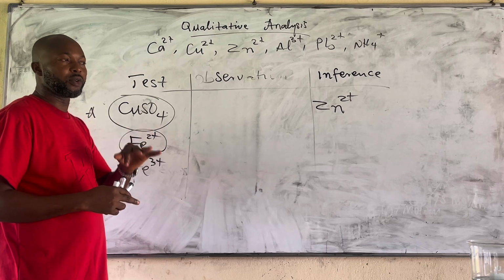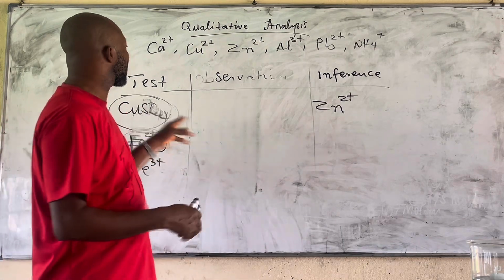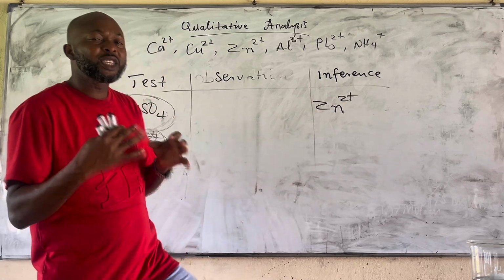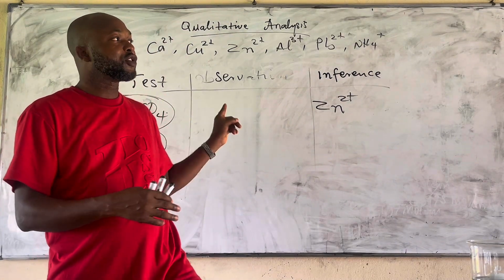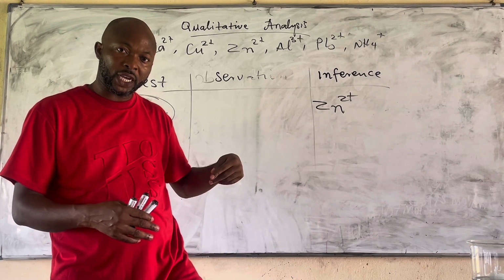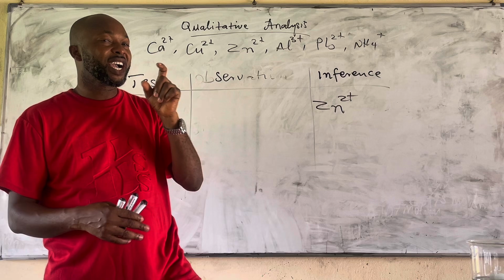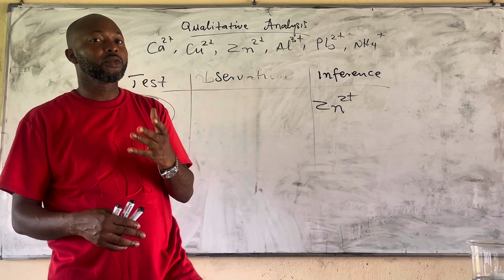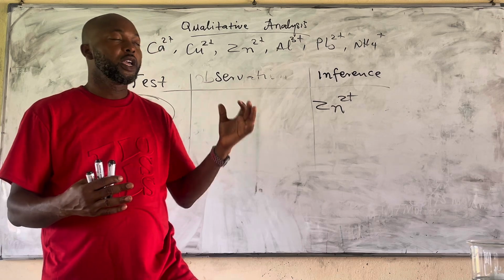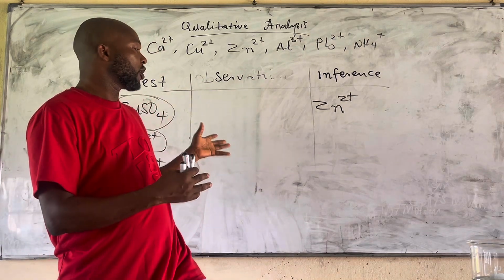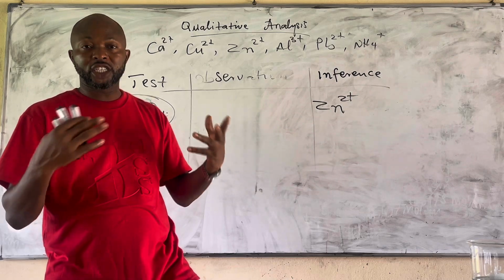These three are soluble. But calcium gives us a dirty white precipitate. If it is calcium, it gives us a dirty white precipitate, which is insoluble in drops and excess of sodium hydroxide. Insofar as I know, zinc, aluminium, and lead will be soluble, but calcium is not. Calcium is insoluble. The white is dirty white, which is insoluble in drops and excess of sodium hydroxide. Iron 2+ is green, copper is blue, iron 3+ is reddish brown.